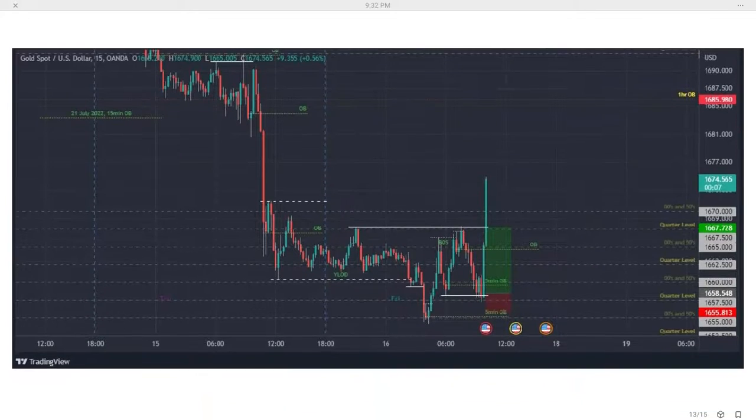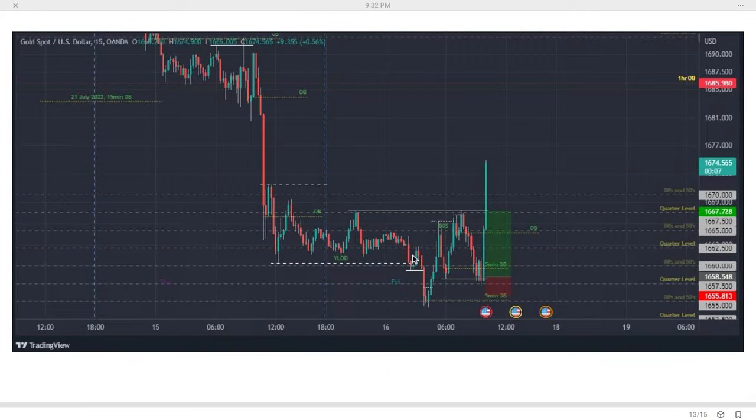Now, this is the 15-minute time frame. This is the head and shoulders I was referring to earlier on. And as you can see, price is literally at the low of the day, low of the week, and low of the month.